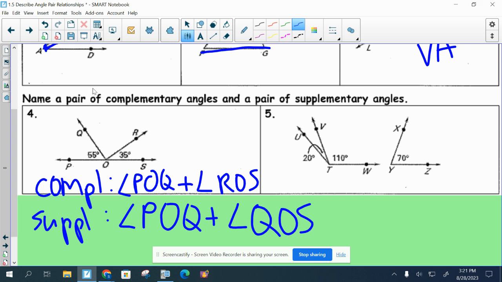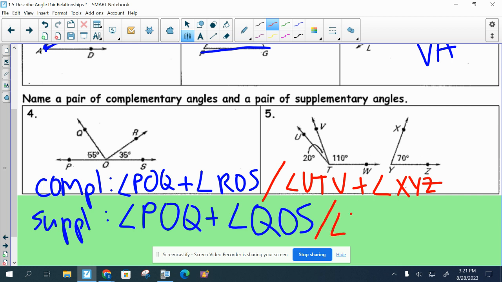Number 5, complementary, let's see. Well, it has to add up to 90. So 20 and 70 would add up to 90. So for complementary, I'll put it in this same line, is angle UTV and angle XYZ. And then for this one, the 110 and the 70 add up to 180. So angle VTW plus angle XYZ.